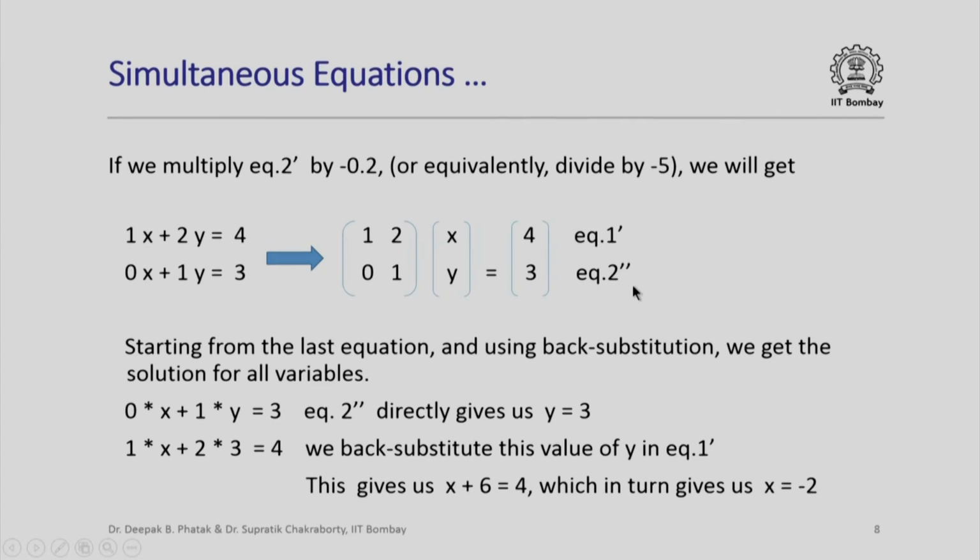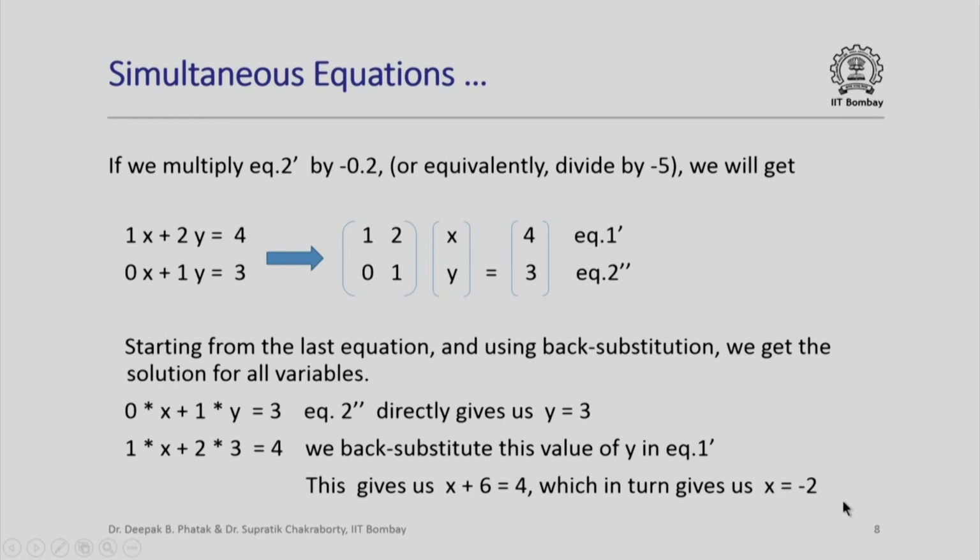Now you will observe the importance of all the operations that we have done. Notice that these two equations can be looked at backwards. First we look at the last equation, 0 into x plus 1 into y equal to 3. This directly gives us the value of y as 3. Next we use this value of y equal to 3 and substitute it in this equation, 1 into x plus 2 into 3 equal to 4. This is called the back substitution. This gives us x plus 6 equal to 4, which in turn gives us the solution x equal to minus 2.